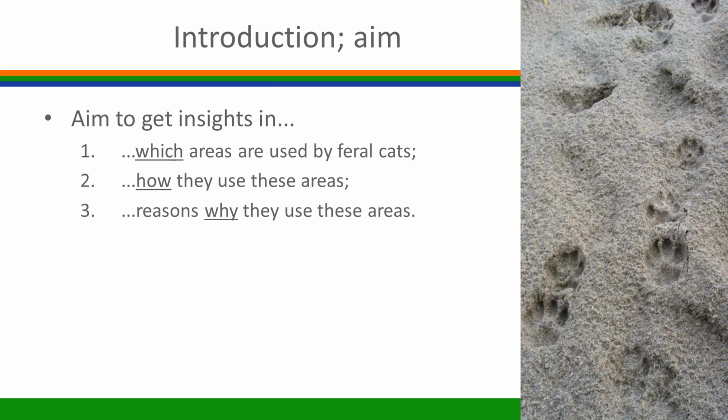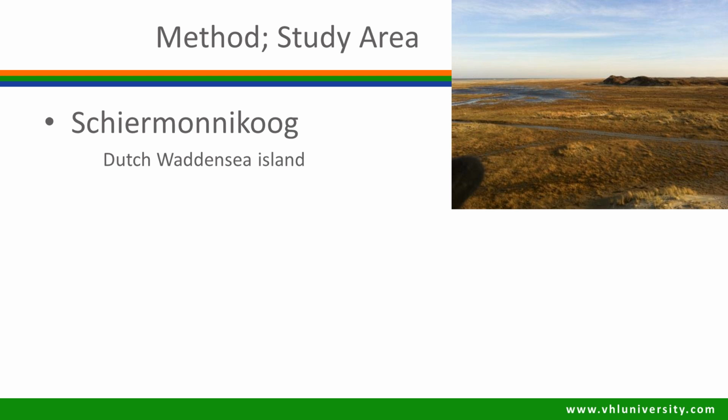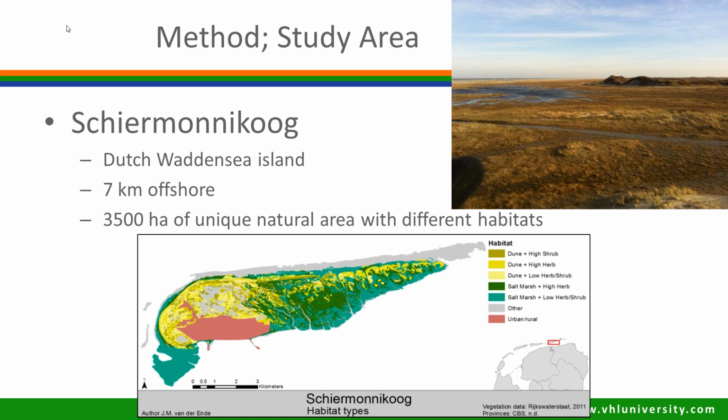So with my research, I aim to get insights in which areas are used by feral cats, how they use these areas, and reasons why they use these areas. And this is also the structure of my presentation I'm going to show you. So the study area we chose is Schiermonnikoog. As Niels already mentioned, it's chosen because the University of Groningen already did a lot of research on feral cats on this island. It's just one city island, 7 kilometers offshore, and it has 3,500 hectares of unique natural area with different habitat types.